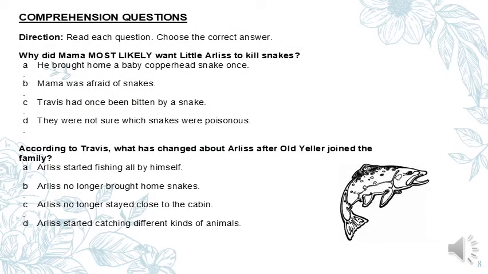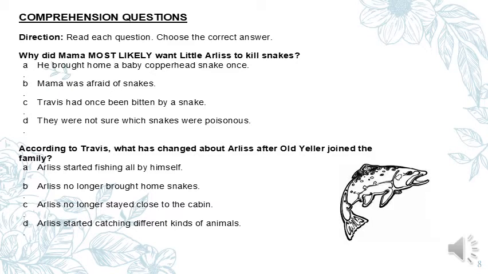These are comprehension questions from the story. Why did Mama most likely want little Arliss to kill snakes? Yes, I want everyone to pause the video and think about the answer. So now I guess you found the answer.